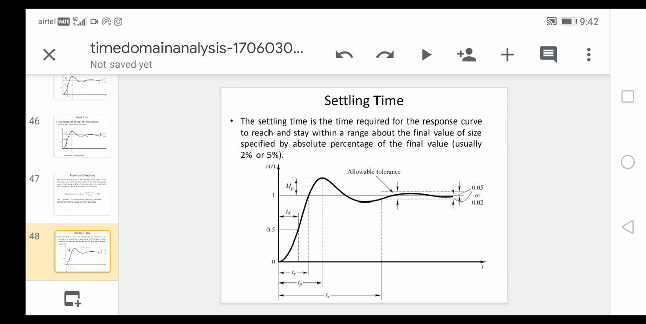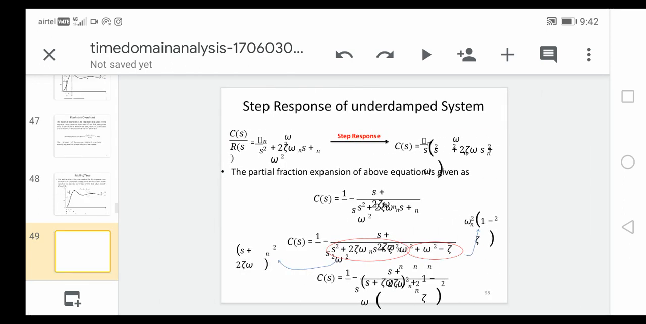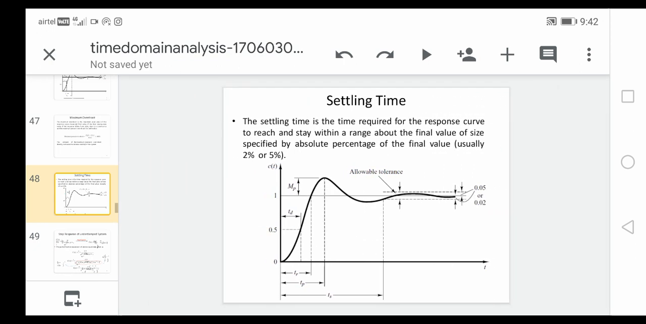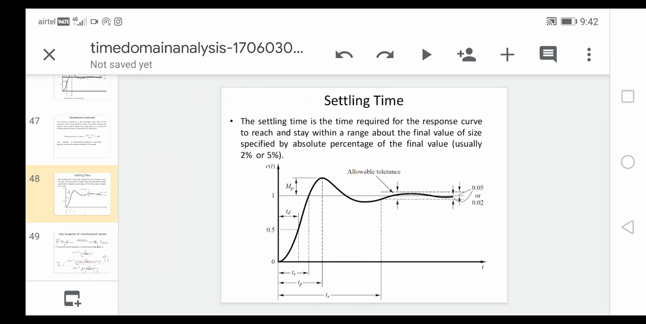The settling time is the time required for the response curve to reach and stay within a range about the final value of specified size. In this case, exactly we may not settle at the input. There may be a change, a tolerance of 2 to 5% will be there. These are the different time domain specifications.